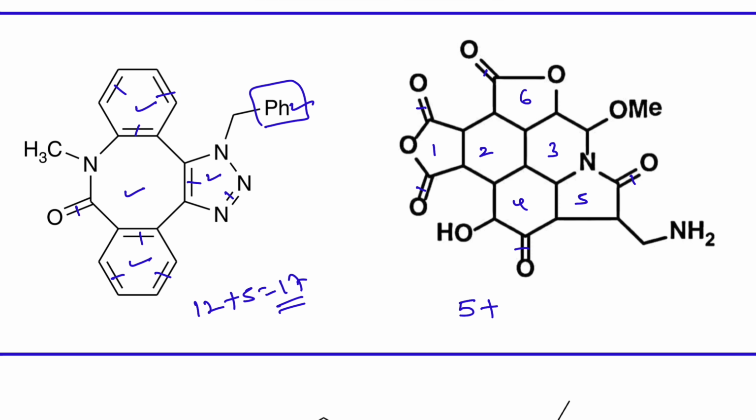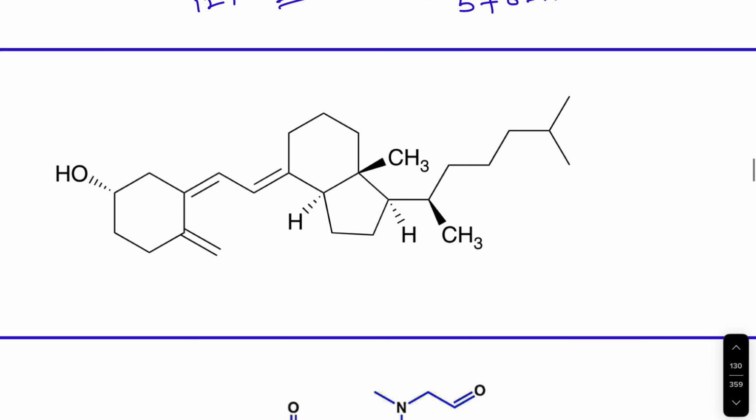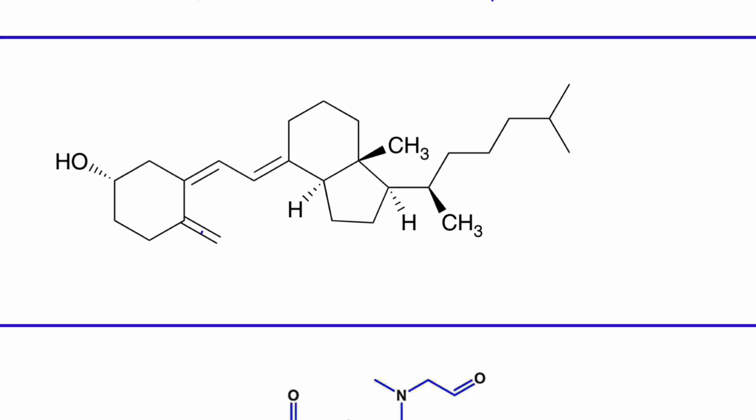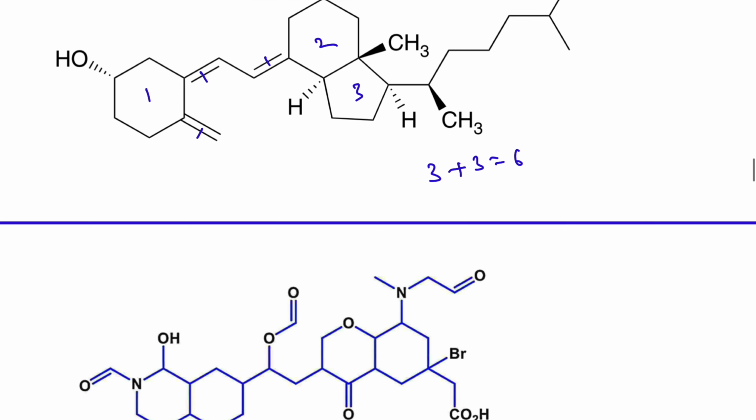Yes, all rings also I covered, and there is no invisible pi bond, invisible ring. So 6, so 5 plus 6, that is 11. Next one, pi bonds I am counting 1, 2, 3, that's it. Pi bonds, rings 1, 2, 3, so 3 plus 3, that is 6.